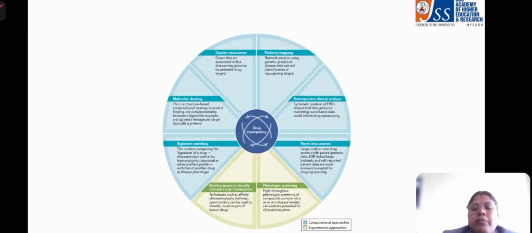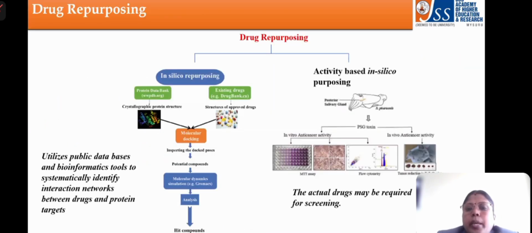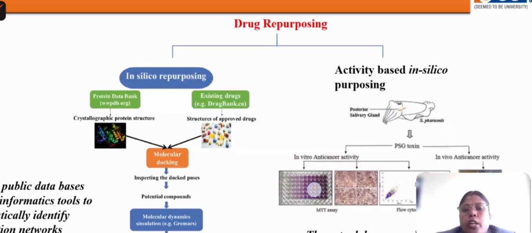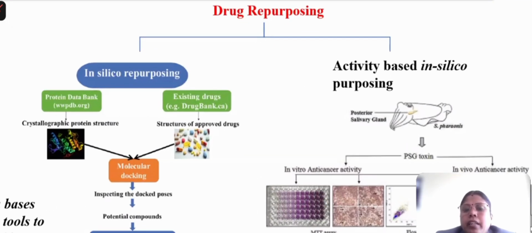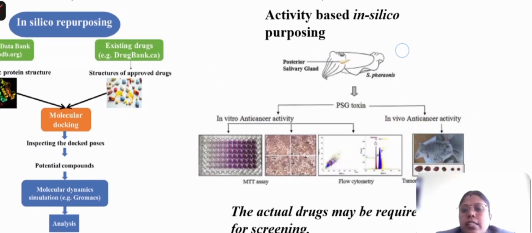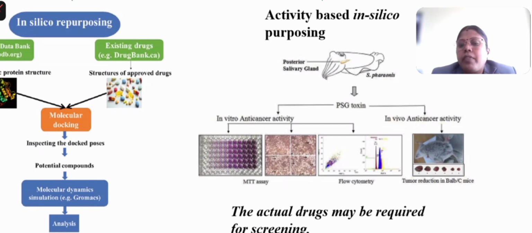On the right hand side I have the activity-based repurposing. Here, without computational approaches, directly I can take the drug and go with some in vitro and in vivo models. For example, for anti-cancer, first we check with the MTT cytotoxicity assay, then flow cytometry for cell cycle analysis, and finally the in vivo methods.